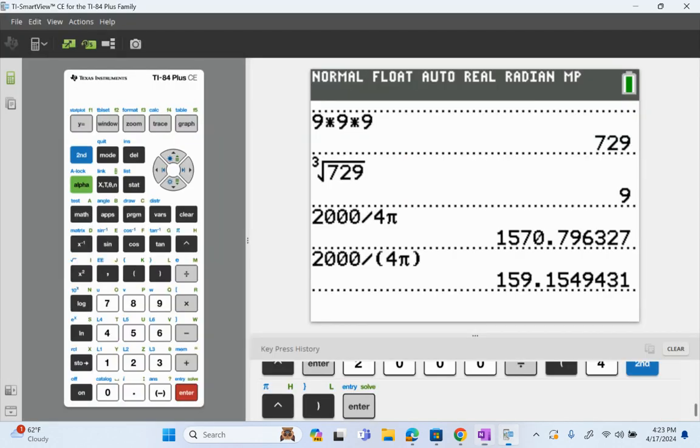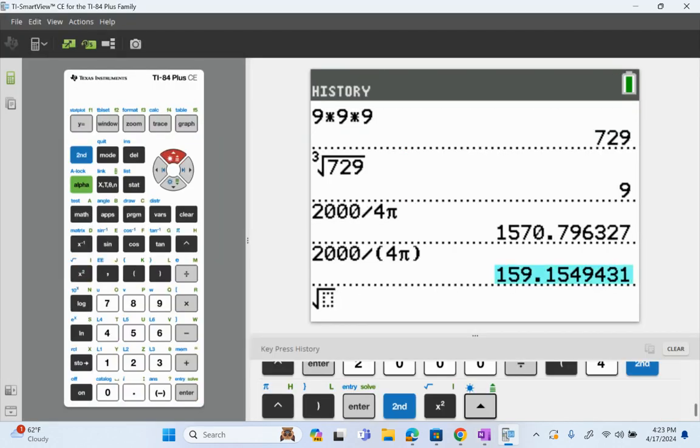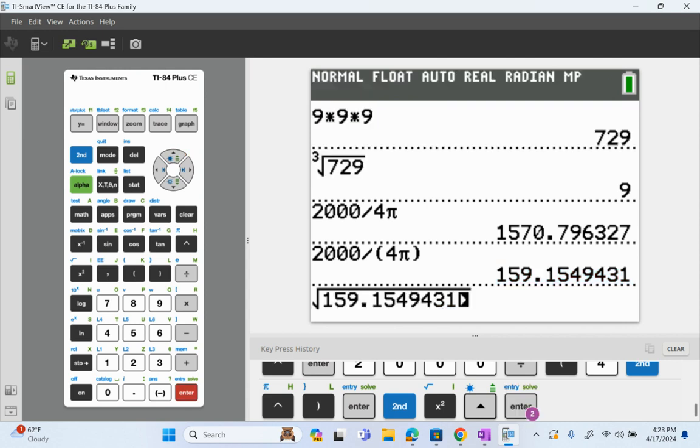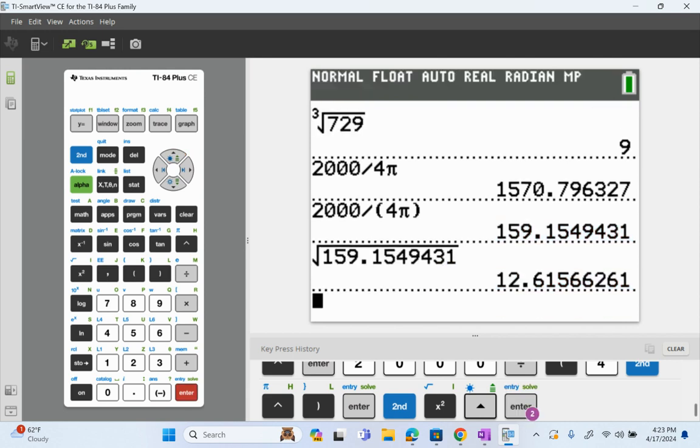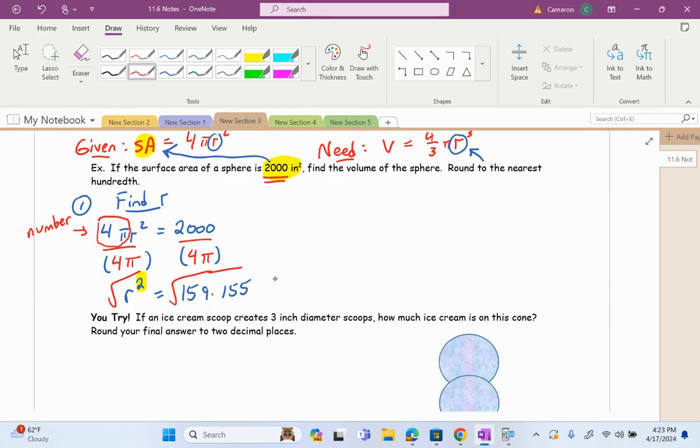So I'm going to take the square root of my answer. Second, x squared, hit the up arrow, or you can retype the decimal if you want. There we go. Okay, there's my radius. Again, leave it on the screen, we're not done yet. 12.616. So come over here. Radius is 12.616 inches.